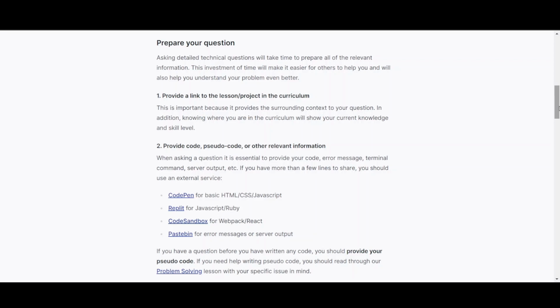2. Provide code, pseudocode, or other relevant information. When asking a question, it is essential to provide your code, error message, terminal command, server output, etc. If you have more than a few lines to share, you should use an external service. CodePen for basic HTML/CSS/JavaScript. Replit for JavaScript/Ruby. Code Sandbox for Webpack/React. Pastebin for error messages or server output. If you have a question before you have written any code, you should provide your pseudocode. If you need help writing pseudocode, you should read through our problem-solving lesson with your specific issue in mind.